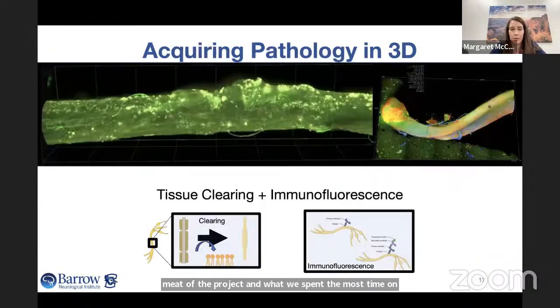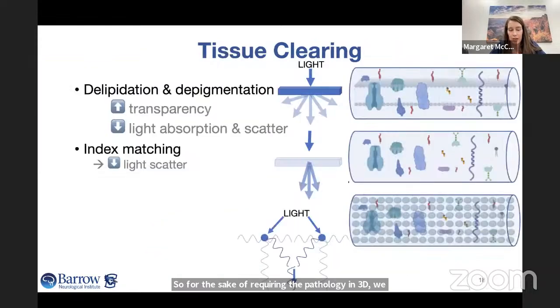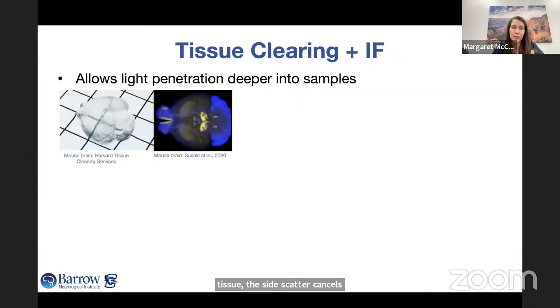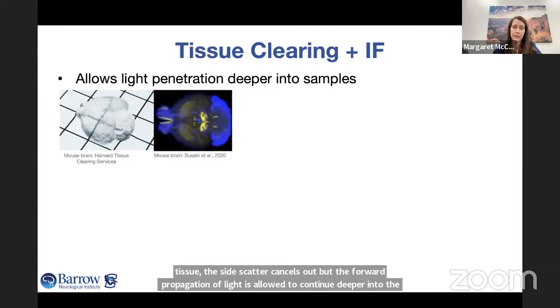To acquire the pathology in 3D, we combined tissue clearing with immunofluorescence. Tissue clearing is a rapidly advancing method where you remove the lipids and the pigments from a tissue. This increases transparency and decreases light absorption and scatter as light goes through the tissue. The final step is an index matching solution, which suffuses the tissue with what I think of as an even latticework, so that when light hits the tissue, the side scatter cancels out, but the forward propagation of light is allowed to continue deeper into the tissue. This allows the light to penetrate deeper into samples.